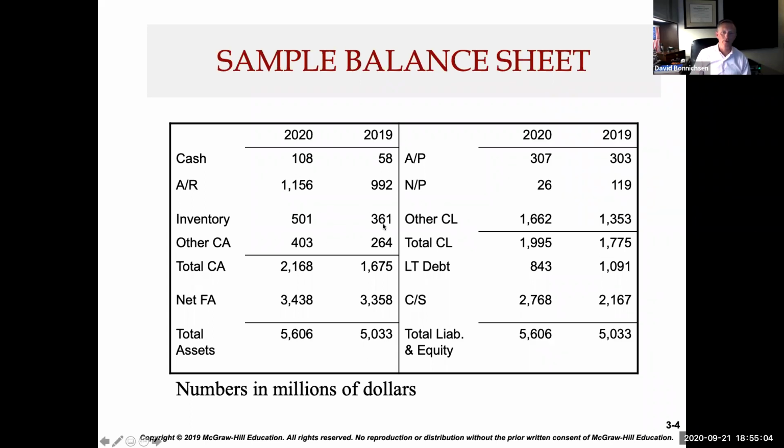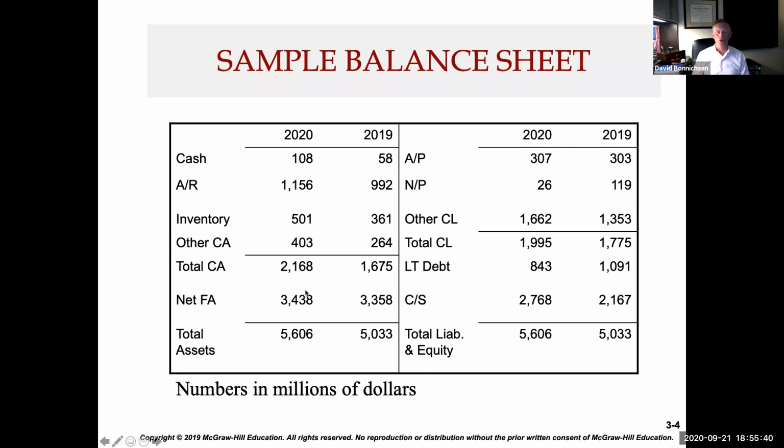Inventory. We went from 361 to 501. Source of cash, use of cash. Use. Use of cash, right? Because we spent money, we built the products, we built what we're trying to sell, and now it's just sitting on a shelf in a warehouse somewhere waiting to be sold. So we used our cash to manufacture the inventory, and now that inventory is sitting there on the shelf waiting to be sold. Exactly right.